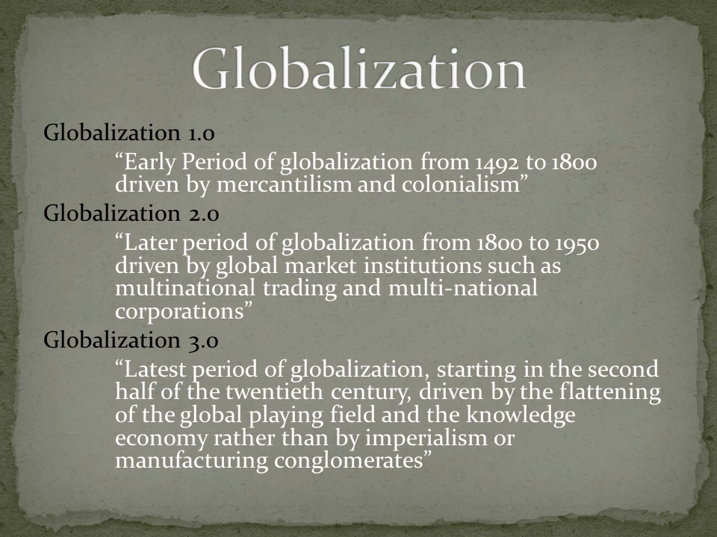There are three eras of globalization. Globalization 1.0, which was the early period of globalization from 1492 to 1800, was driven by mercantilism and colonialism. Globalization 2.0, which was the later period of globalization from 1800 to 1950, was driven by global market institutions such as multinational trading and multinational corporations.